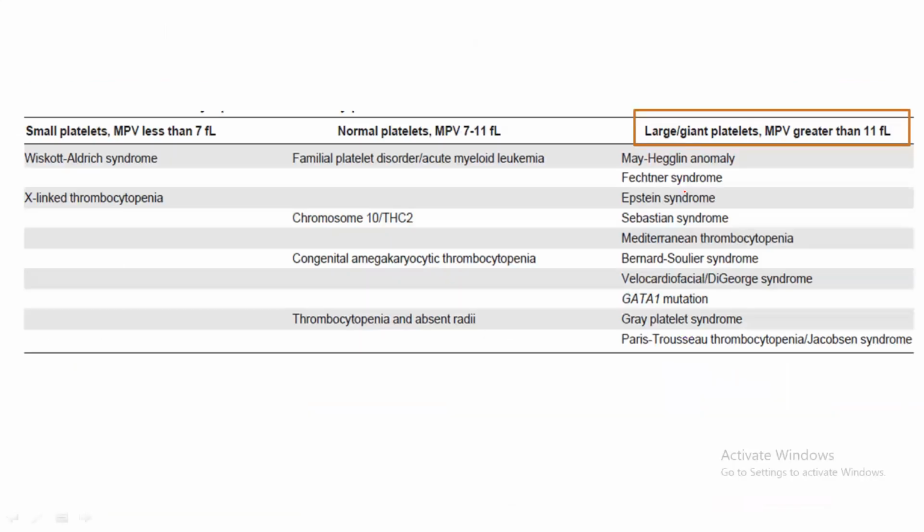So, this is an extremely important slide when you are looking at the MPV. Based upon the MPV, the low platelet count differential diagnoses are these. Large platelets, somebody having an MPV of more than 11, these are some of the abnormalities. So this child basically had a May-Hegglin anomaly.